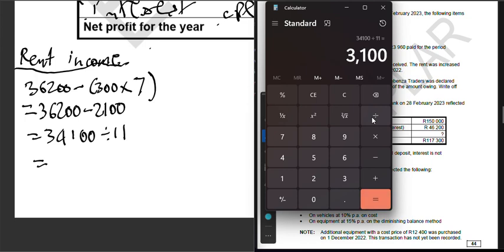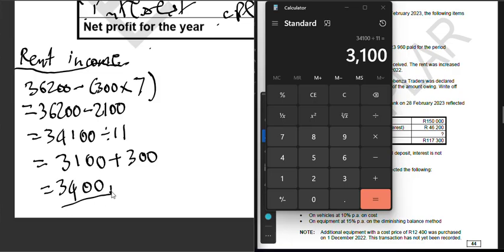So that simply means that rent for 1 month was 3,100. With the increase, rent for 1 month is how much? The increase is 300. Therefore, rent for 1 month is 3,400. I did this in detail so that people who don't understand get a full understanding of what it is.